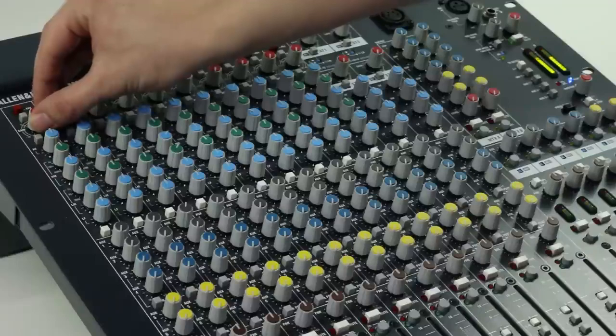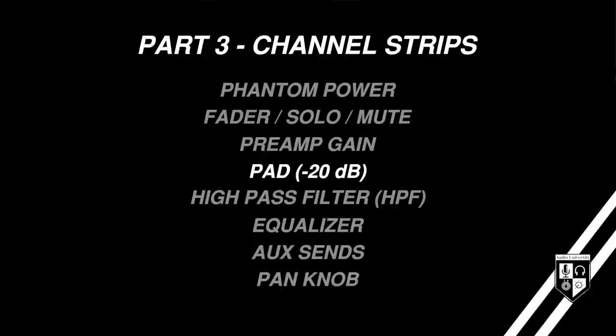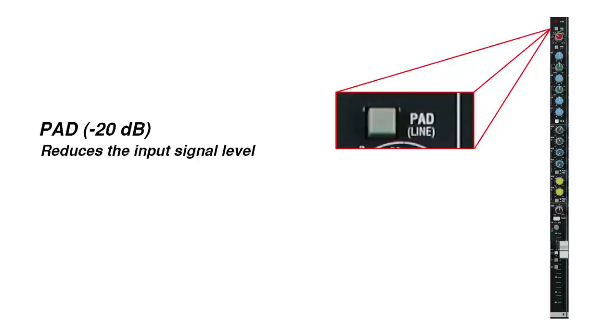If the speakers are way too loud, I'd recommend fixing that by turning down the amplifier rather than fixing it by adjusting the master fader. The pad switch will allow you to attenuate an input by 10 or 20 dB depending on which console you're using. This is helpful when recording really loud instruments such as a snare drum or very sensitive microphones.